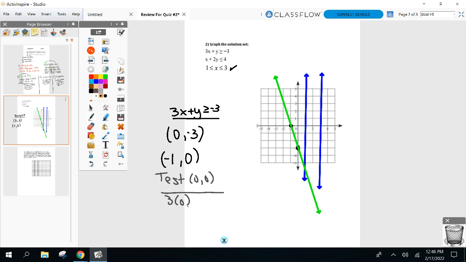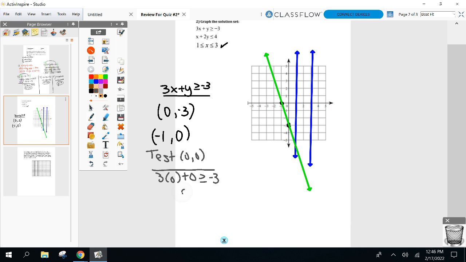3 times 0 plus 0 greater than or equal to negative 3. Is 0 greater than or equal to negative 3? True or false? Yes. So then you shade.